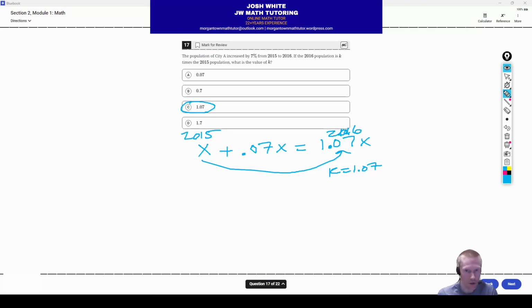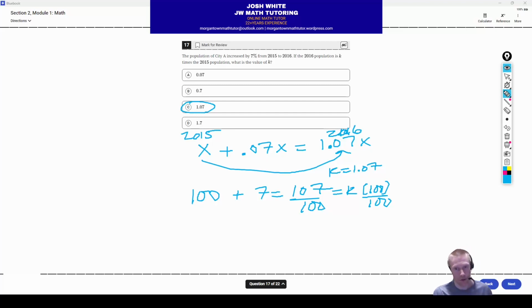Now, you could also easily just do this with a number. Pick a value to confirm if you weren't sure. Say the original population is 100. If I increase it by 7%, that means I'm adding 7 to it. So the 2016 population is 107. How many times the 2015 population is that? Well, 107 is equal to k times the 2015 population, 100. Divide by 100, and k is just going to equal 1.07. Same answer, letter C. Again, you can pick numbers to figure it out if you don't know the theory behind it.